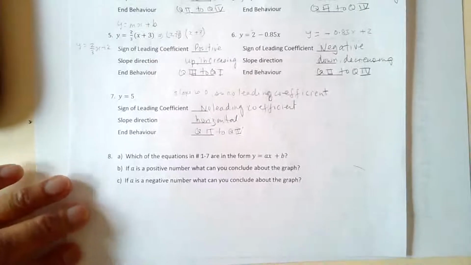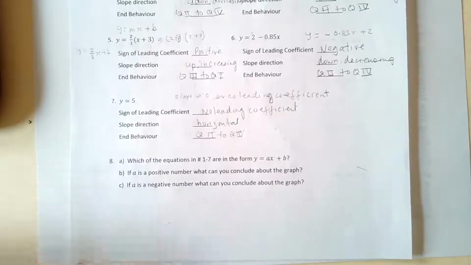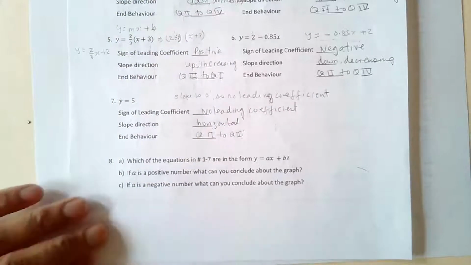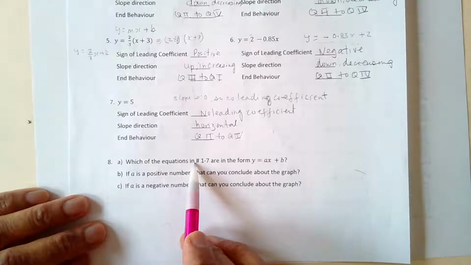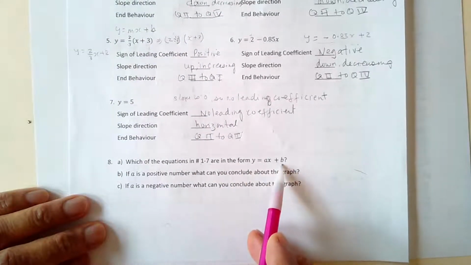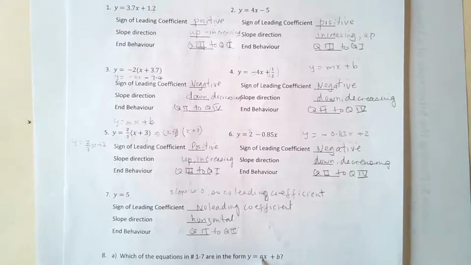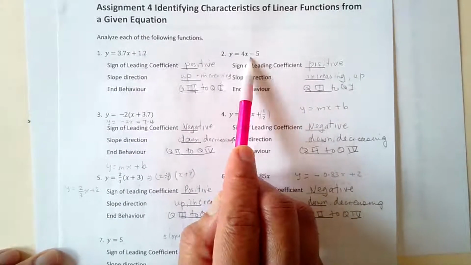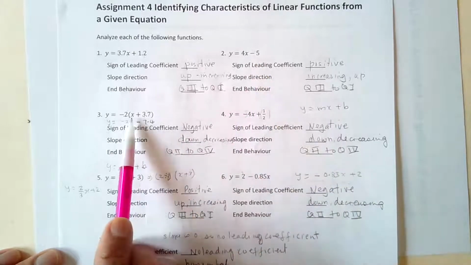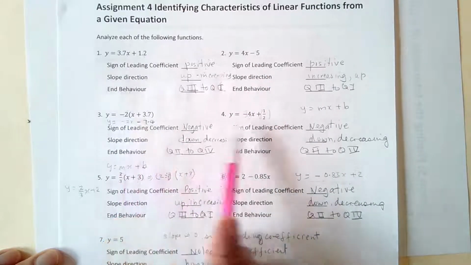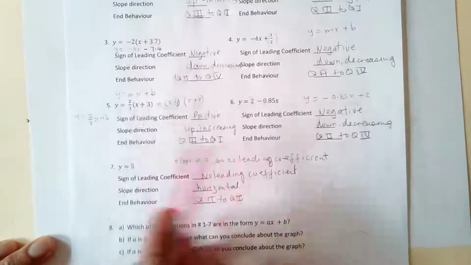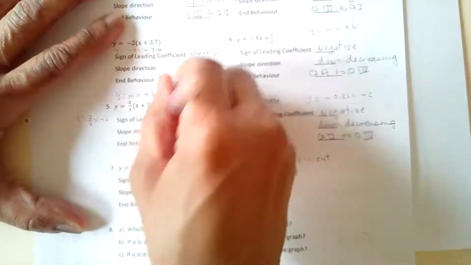The last question, 8, asks you to summarize what we've done so far. Which of the questions in number 1 to 8 are of the form y equals mx plus b? Now, if we go to overall, remember y equals mx plus b are leading coefficient. And if you look at any of these, question 1 is like that, question 2 is like that. This is not. Question 4 is like it. This one is not either. So I'm going to erase this.